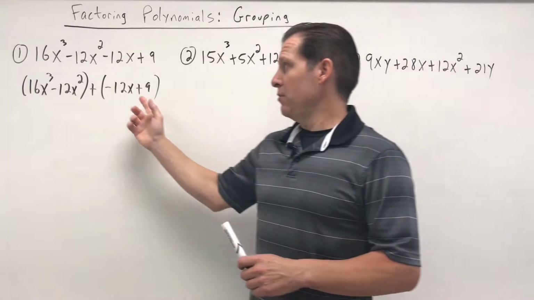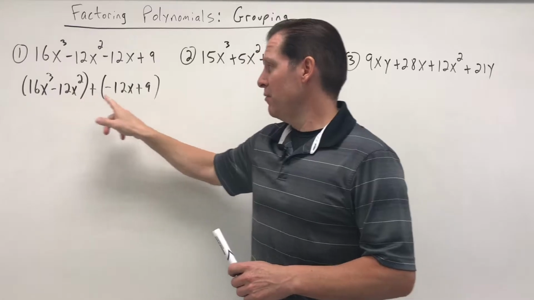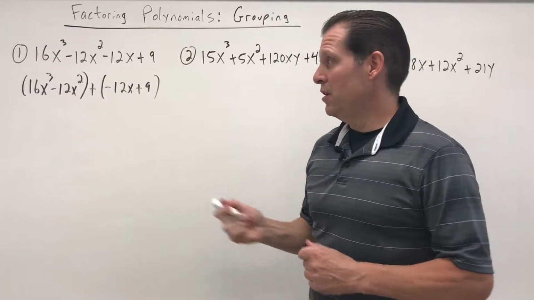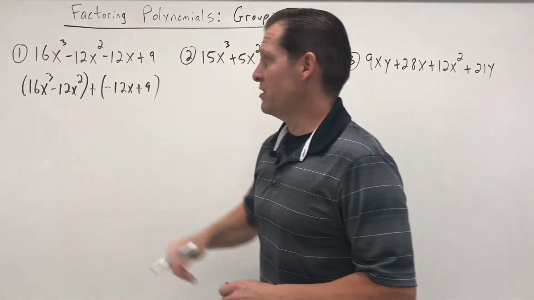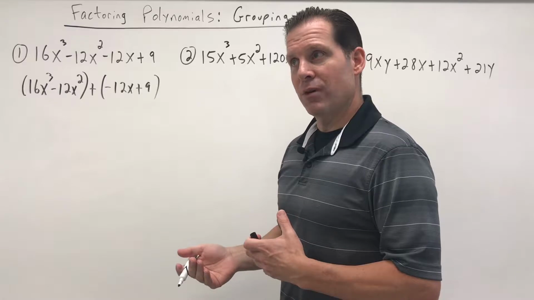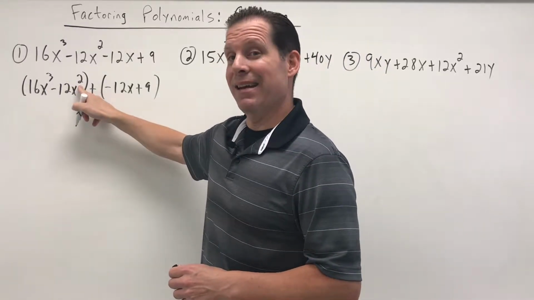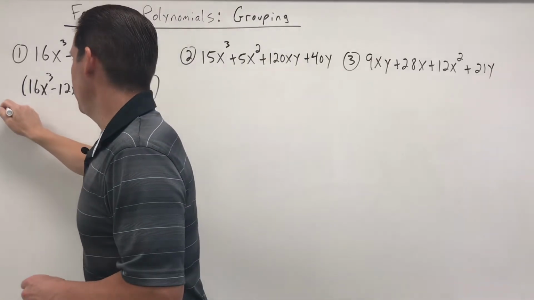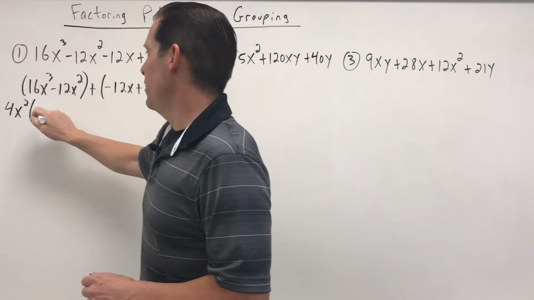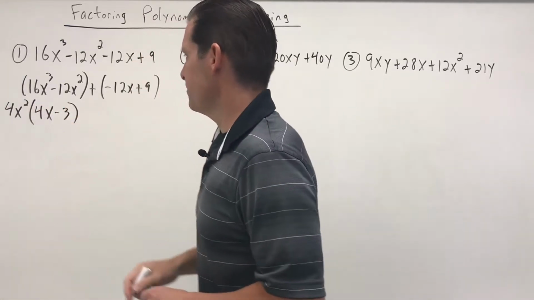So now hopefully you recall, what do we do from here? We want to take out a common factor from here, and a common factor from here, so that both of these parentheses would be the same. Looking at this one, you get 16x to the third minus 12x squared. I've got 16 and 12, so I can take out a 4. And then I have x to the third and x squared, so I can take out an x squared. So 4x squared, and that's going to leave me with 4x and then minus 3.